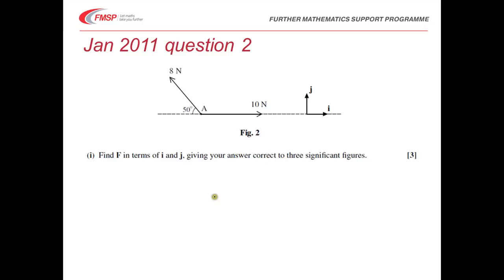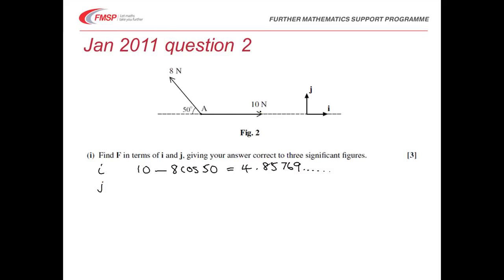So let's resolve in the two directions individually. If we resolve in the I direction to start off with, taking the right as positive, 10 is in the I direction, positive. Then we have the 8 newton force: 8 cos 50 would be the component horizontally, but it would be acting in the opposite direction, so that would be negative. So 10 minus 8 cos 50 is the resultant force in the I direction, and if you work that out, 4.8576.